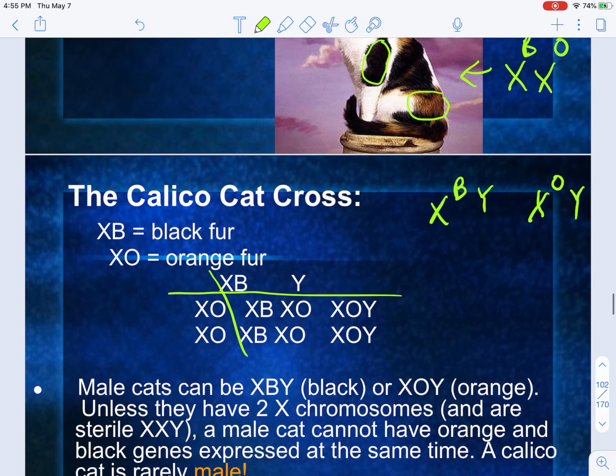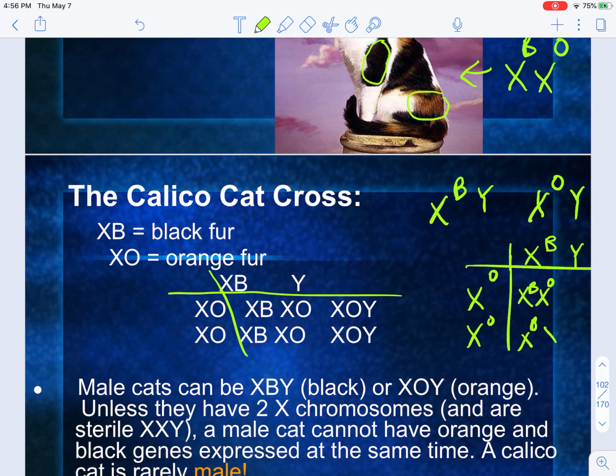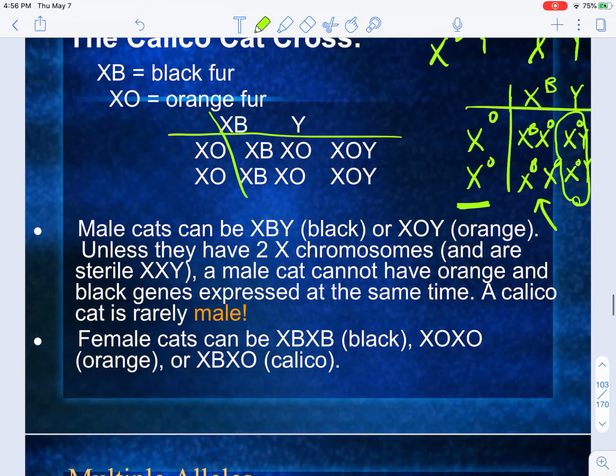And so in this cross, we're looking at the orange mom and the black dad, and how they can end up having the calico girl, or they could have an orange boy. So it's interesting that the mom is orange and her boys are going to be orange, and dad is the black cat, and they're going to have all calico girls. So kind of cool to try one of those out.